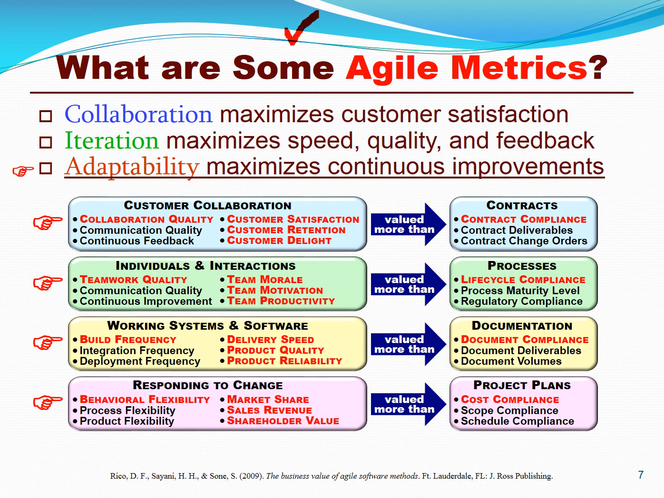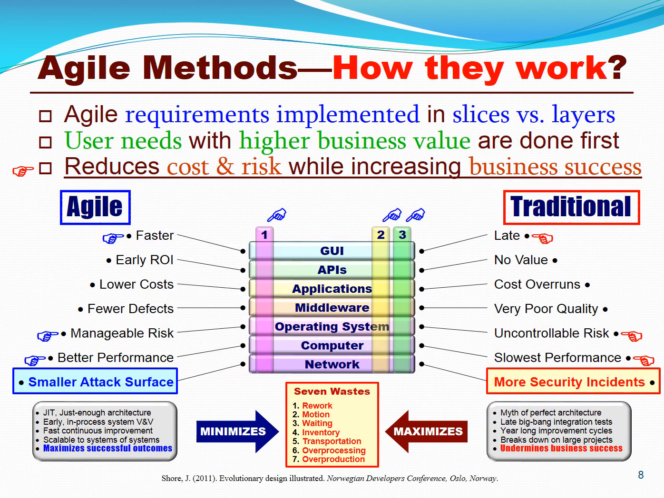Remember, Agile methods are a system of values as stated in the Agile Manifesto: collaboration, individuals and interactions, working systems and software, and responding to change. So you can measure the collaboration quality, the teamwork quality, how frequently you're building and delivering software, and how quickly you're responding to change. So these become internal measures of agility, and these become almost just as important as external measures of agility.